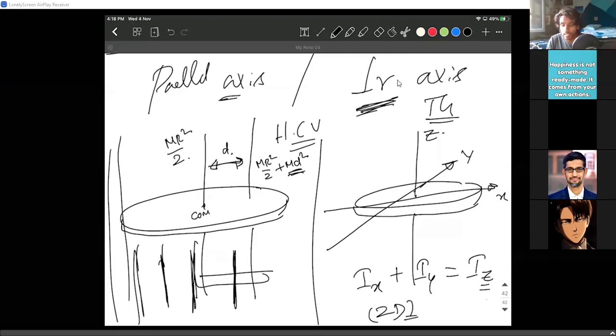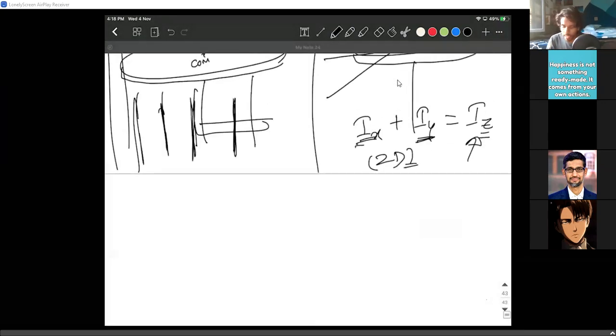So the perpendicular axis theorem is also the same. You take any two perpendicular axes in the plane, x, y, z. You simply add the moment of inertia about these two axes, and you will simply get the moment of inertia about the z axis. It's quite an easy idea. So using this idea also, you can do a lot of stunts. I'll just give you one example and end the class today.